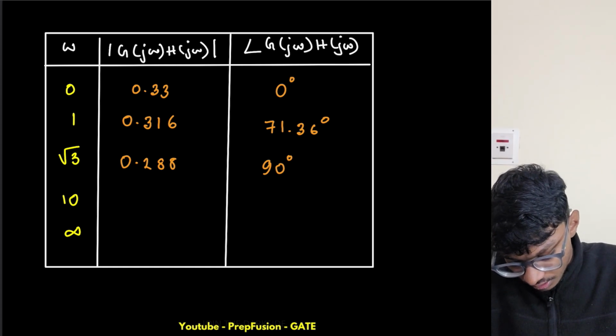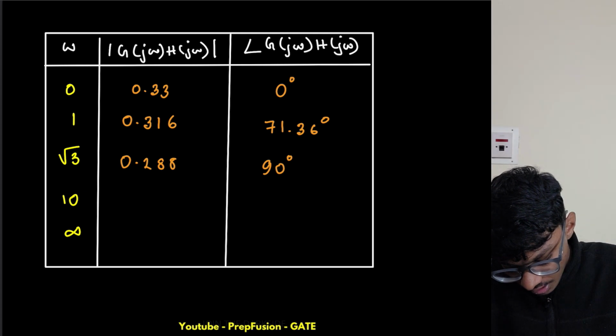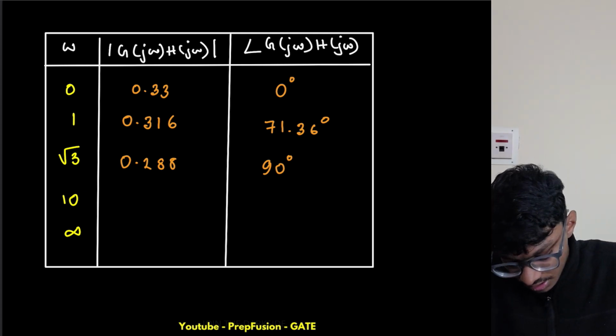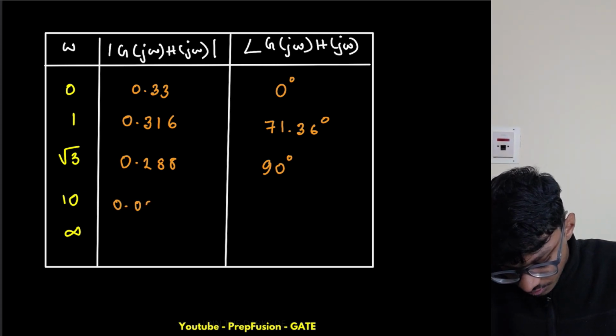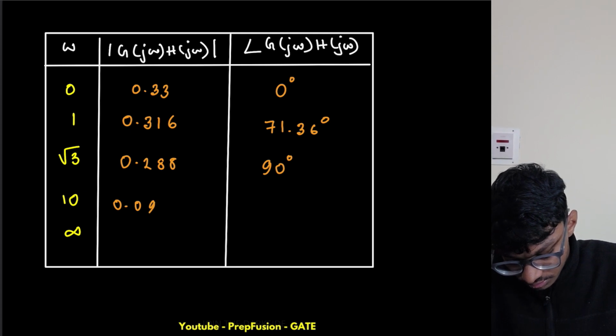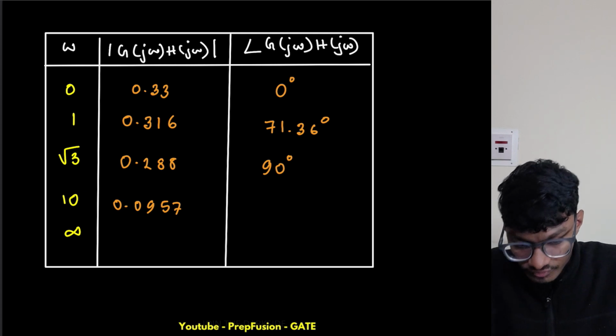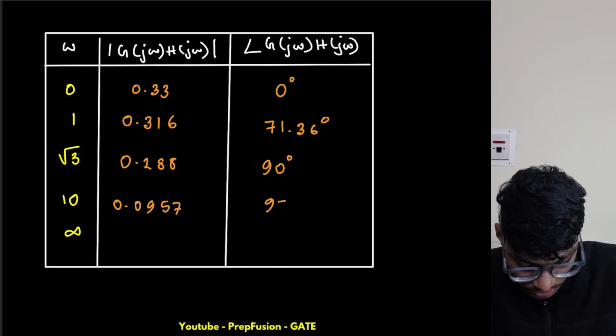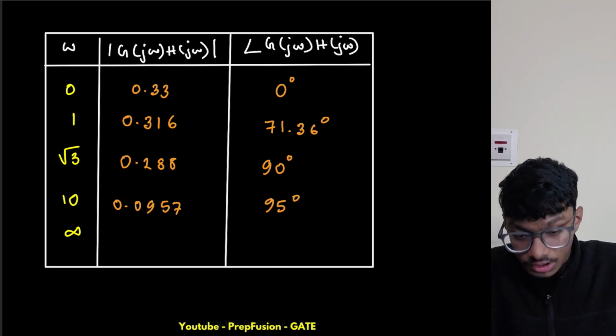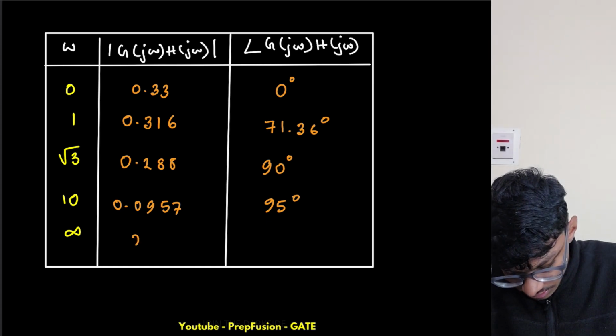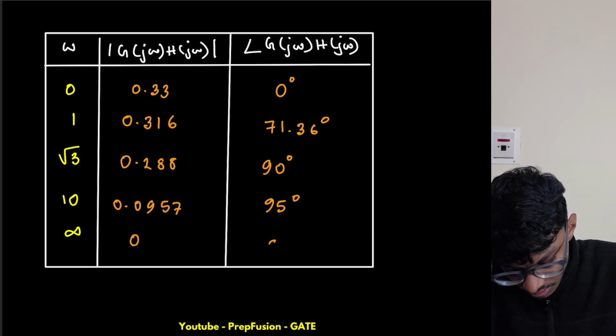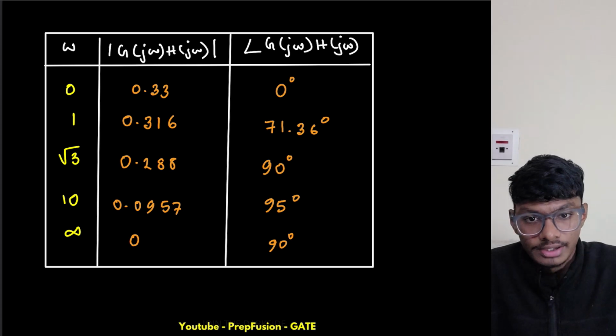So 90 degrees. And what about at omega 10? I've already written down the magnitude. This is 0.57, and the angle is 95 degrees. Okay, now what is at infinity? At infinity, the magnitude is 0, and the angle is 90 degrees.